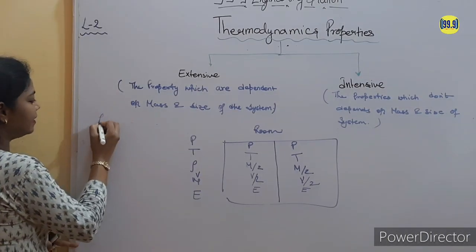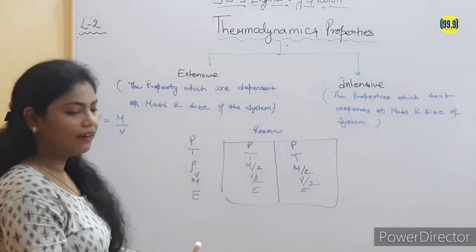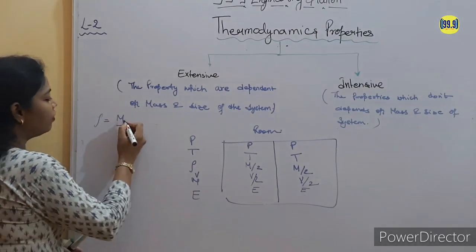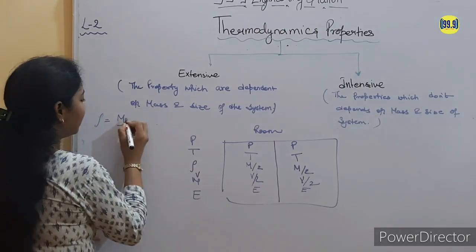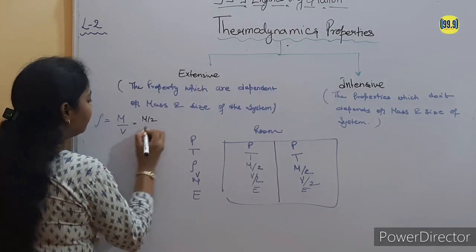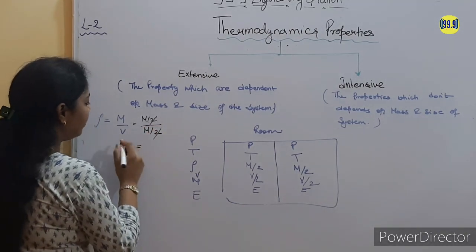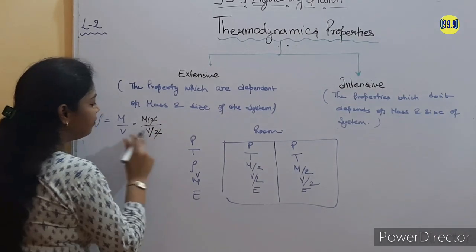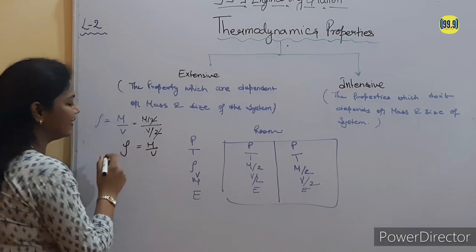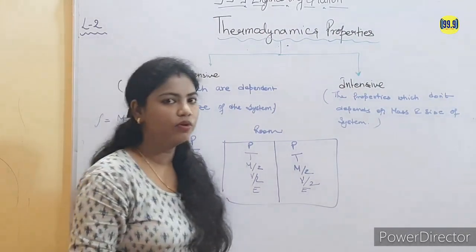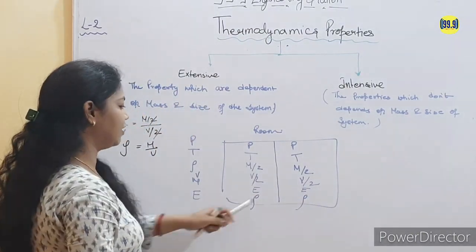Now the other term is density. Basically, density is mass upon volume. In our system, that is the room, if we divide it into two equal parts, mass becomes m by 2 and the volume also becomes V by 2. The 2 cancels out and we are left with m by V, which is equal to density. It means density for both portions will be equal to rho. Okay, that is all about it.